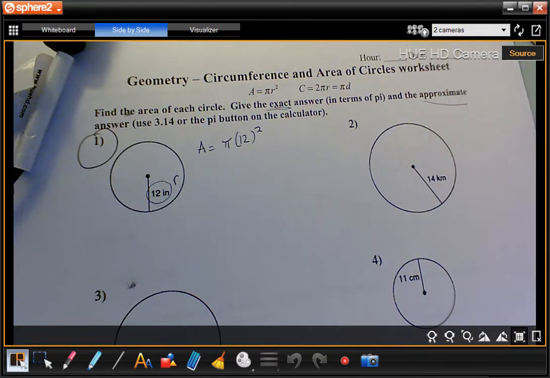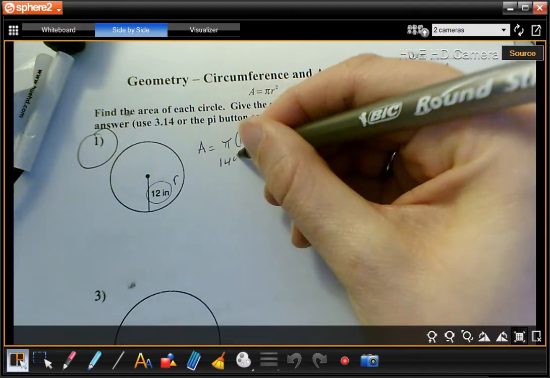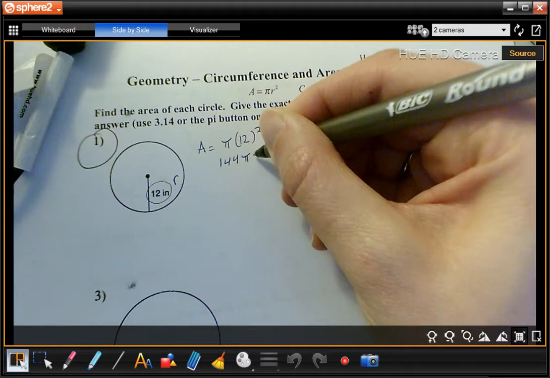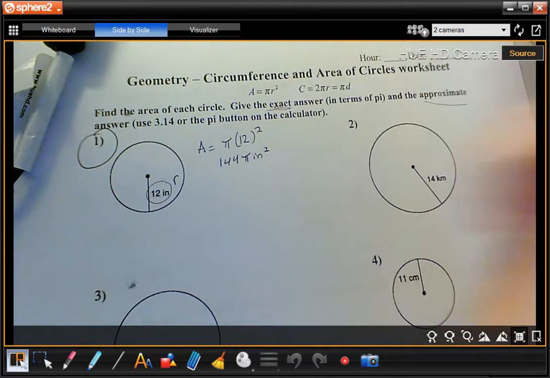For my exact answer, that's 144 pi inches squared. I like to put pi second. It just looks prettier. Pi in front would be the same. I wouldn't mark anybody down for that, but you'll see this more often. That's my exact answer.